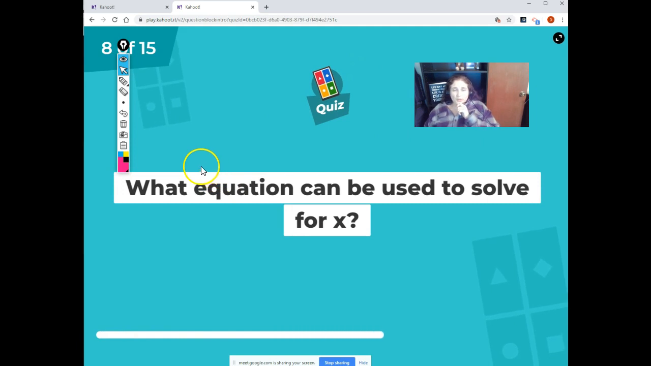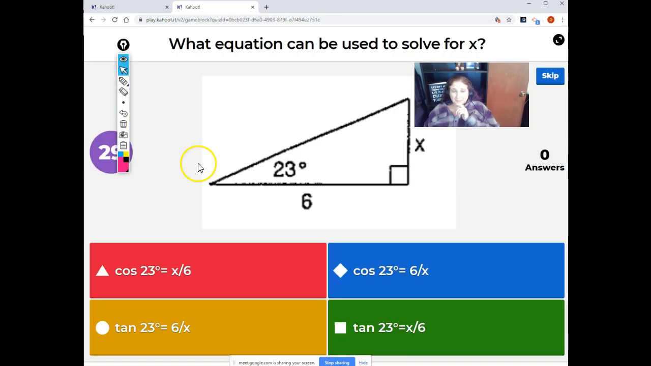What equation can be used to solve for X? Think about where's your hypotenuse? Where's your angle? Where's your adjacent? Where's your opposite?